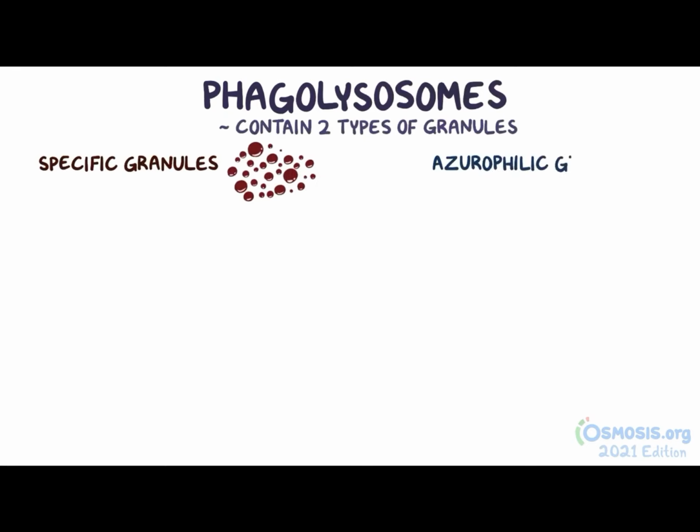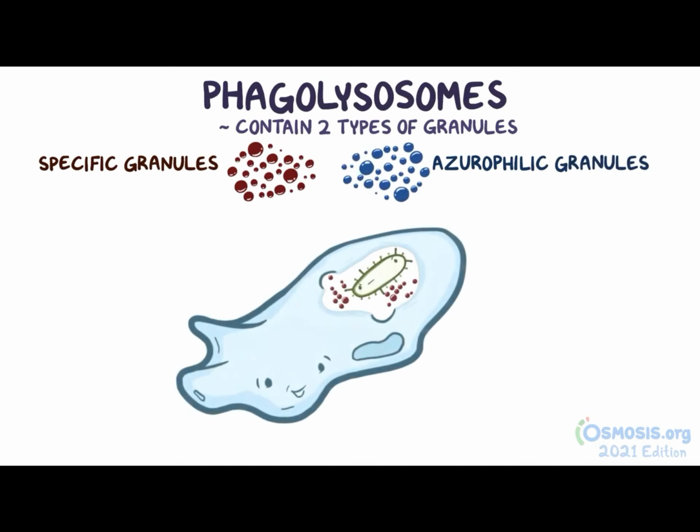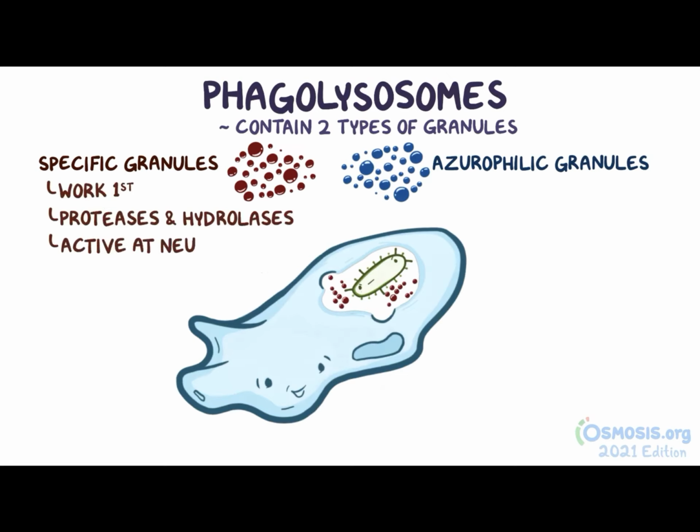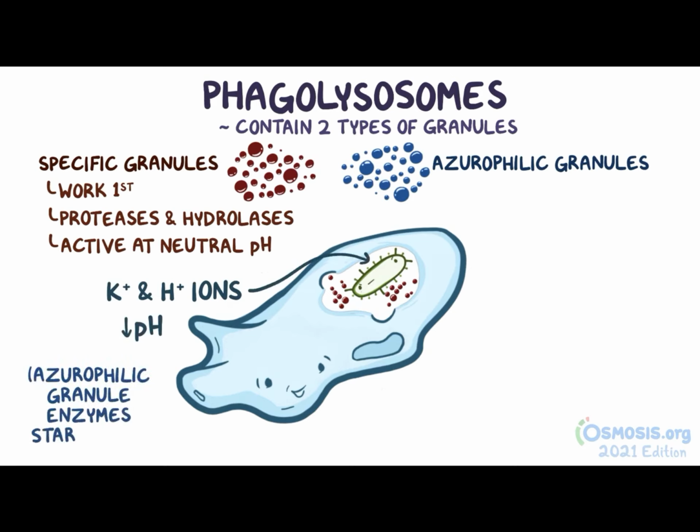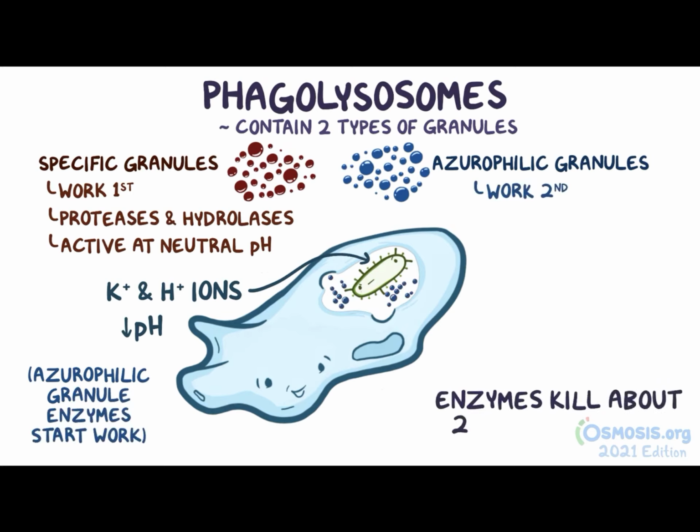First off, the phagolysosome contains two types of granules, specific granules and azurophilic granules, which help destroy the bacteria. The specific granules go to work first, and they have proteases and hydrolases which are active at a neutral pH. As the organisms die, potassium and hydrogen ions are drawn into the phagolysosome, which decreases the pH. And this allows the enzymes in the azurophilic granules to go to work. Overall, the enzymes in these granules kill about 2% of the pathogens that the macrophage eats.